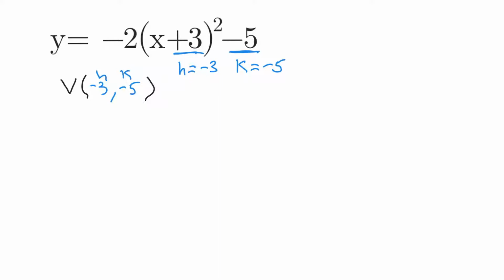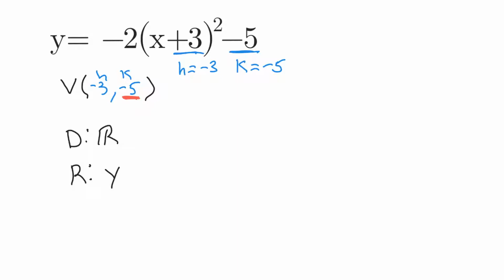So my domain will be all real numbers because for any parabola, any quadratic function, any x value works in that function. So all real numbers will work. My range. Now, looking at your vertex, the range, you need a y, and we need to know if it's less than or greater than, and then we're going to use the k value or the y in your vertex. And that's where the a comes in.